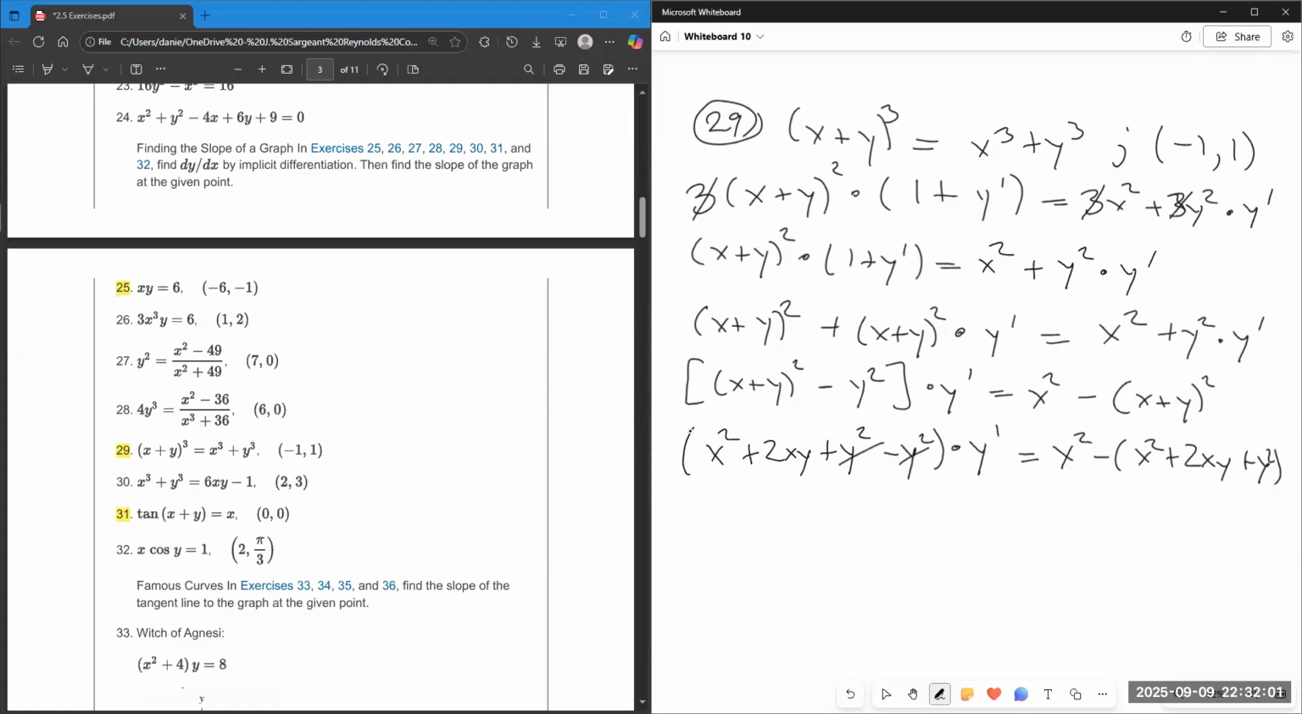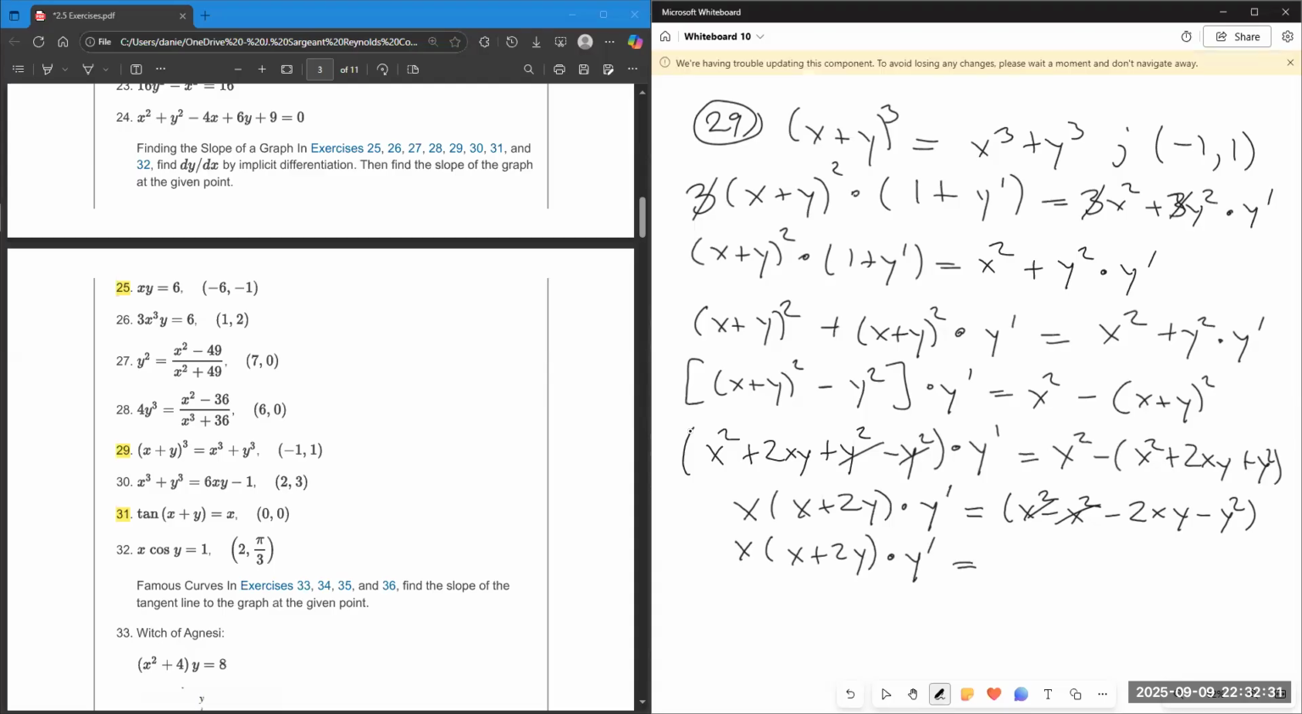Factoring out my common factor of x, I have x times (x plus 2y) times y prime is equal to x minus x squared minus 2xy minus y squared. X squared minus x squared is 0. X times (x plus 2y) times y prime is equal to negative 2xy minus y squared. I see a common factor of negative y there.